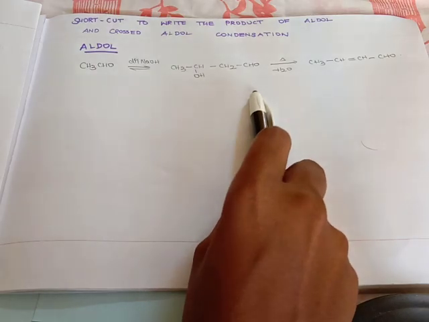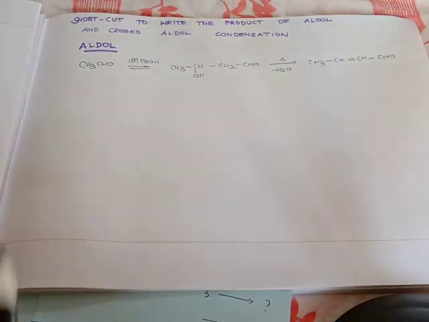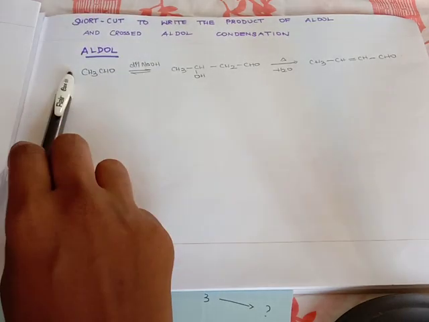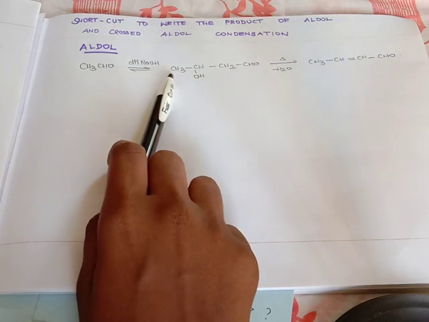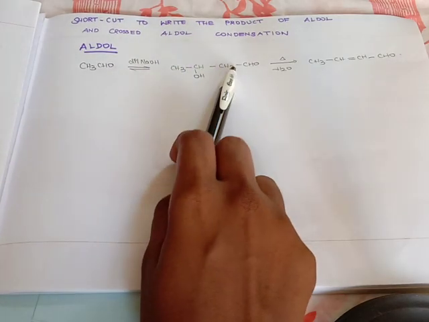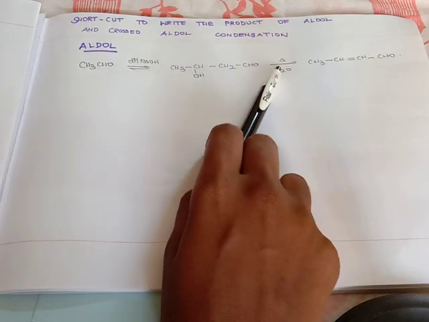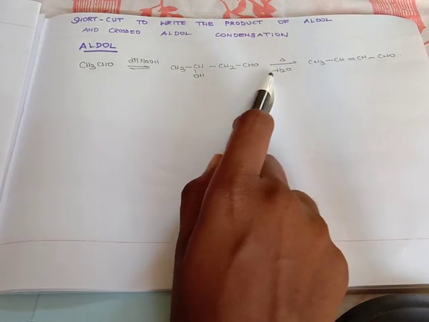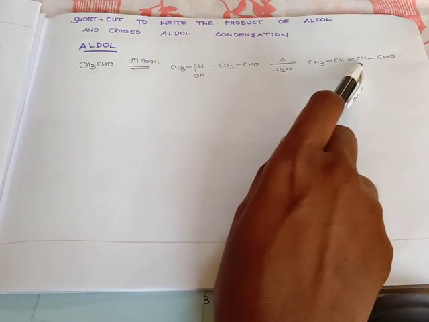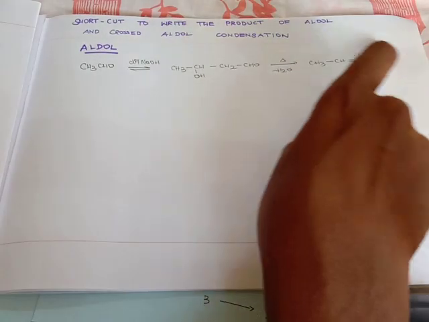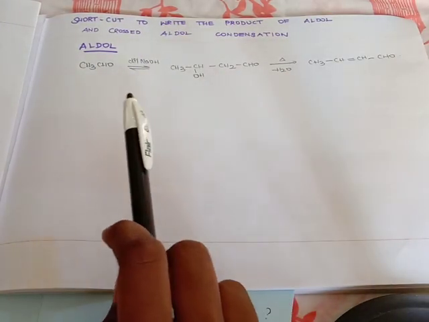I've written the reaction. This is how the aldol takes place. Now see here, this is called acetaldehyde, students. It is reacting with dilute NaOH to form CH3CHOHCH2CHO. On heating, condensation is happening. One molecule of H2O is removed and we get CH3CH=CHCHO. In examination, you don't need to do all the mechanism and then find out.